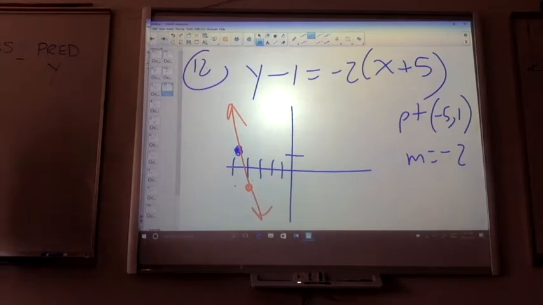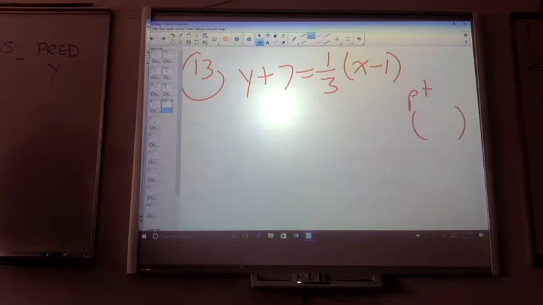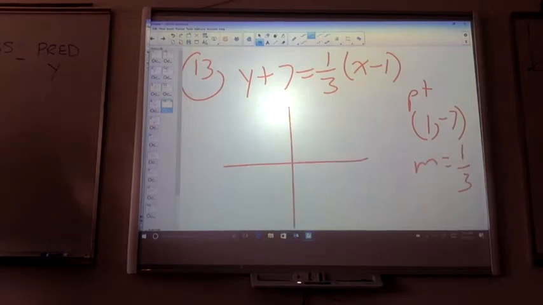13, make sure you're catching on. Some of you keep shouting out the wrong answers. Y plus 7 equals 1/3 x minus 1. What's my point? 1 comma negative 7. Slope? 1/3. So 1, negative 7, 3, 4, 5, 6, 7. From there, I'm going up 1, right 1, 2, and 3.